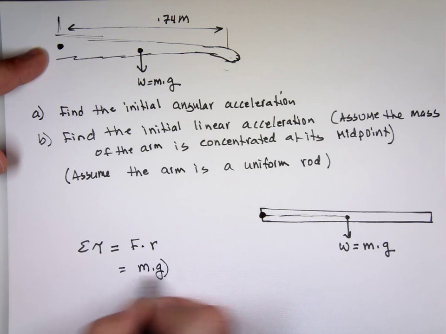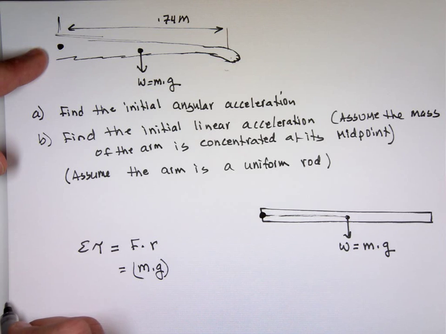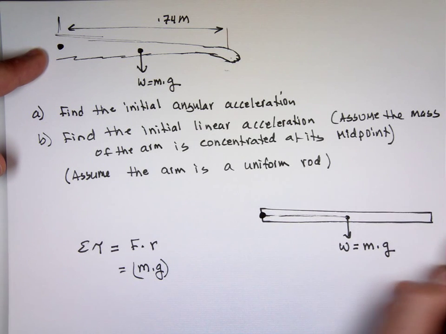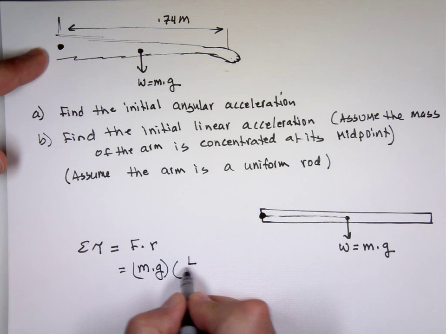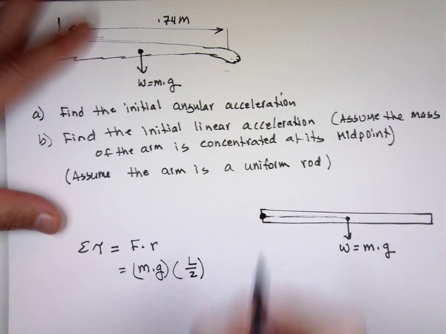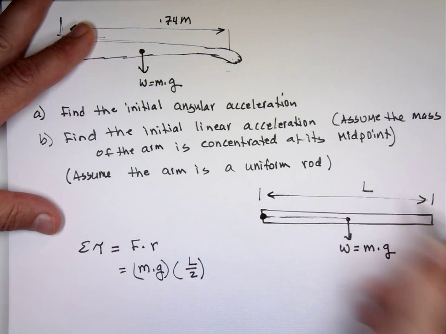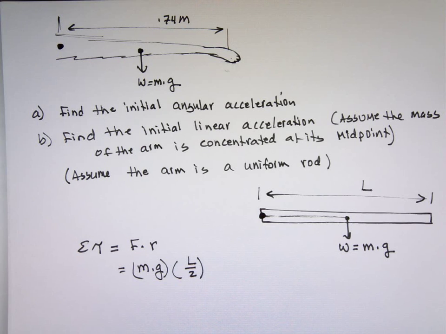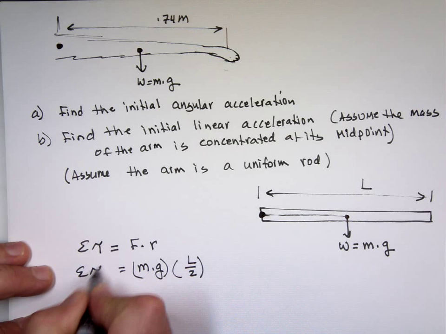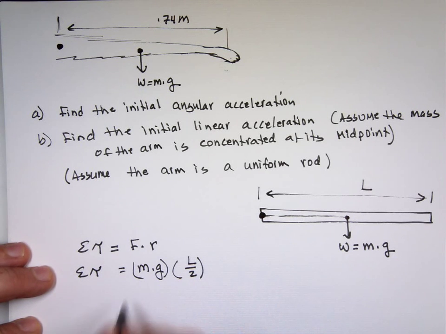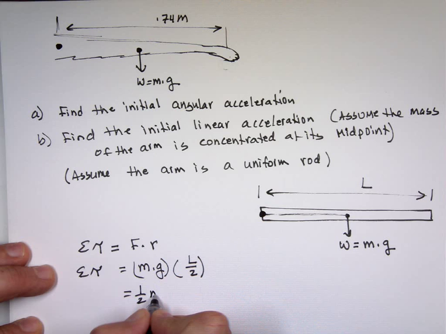And what is the radius from here to there? Isn't that half the beam? Half of this? I'm going to use L over 2 for now. I'll plug in the numbers later. L is the distance from here to there, the length of the arm. I know it's 0.74, but let's leave it as L over 2 for now. That's the torque. So it's 1/2 M times G times L. So we know what the torque is.